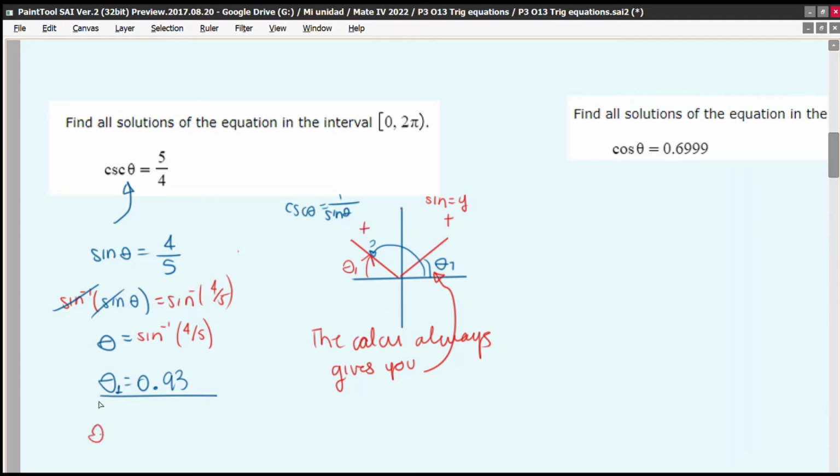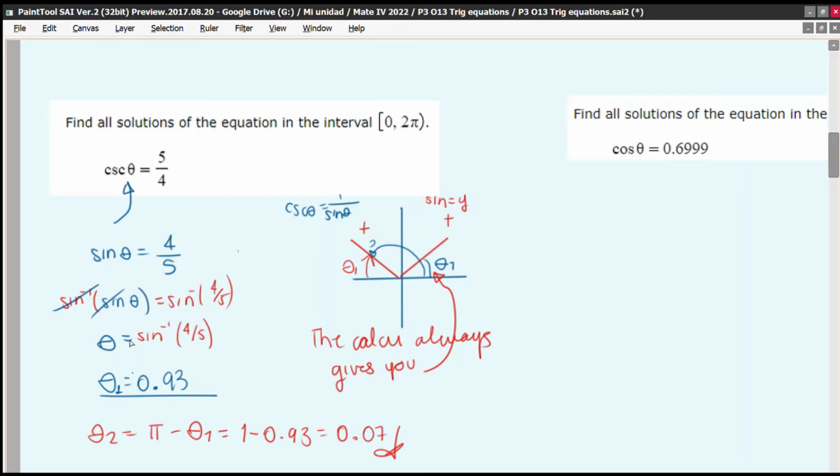So my second solution is pi minus theta 1, or in other words, 1 minus 0.93, and that is 0.07, okay? So this is like the important step in solving equations. I will always have at most two solutions. And how do I verify my solutions?